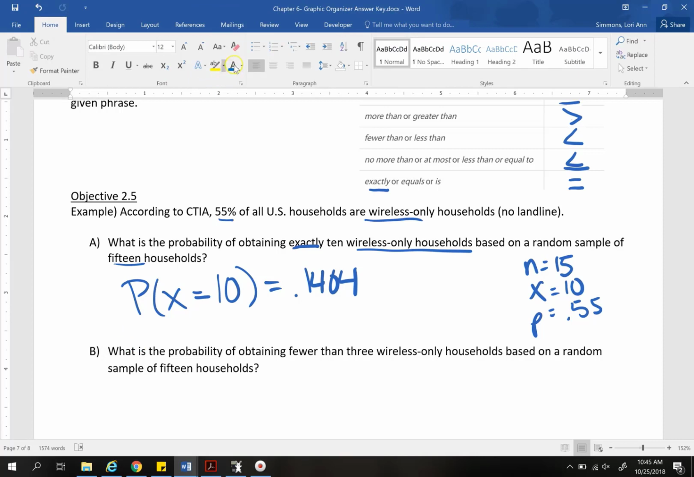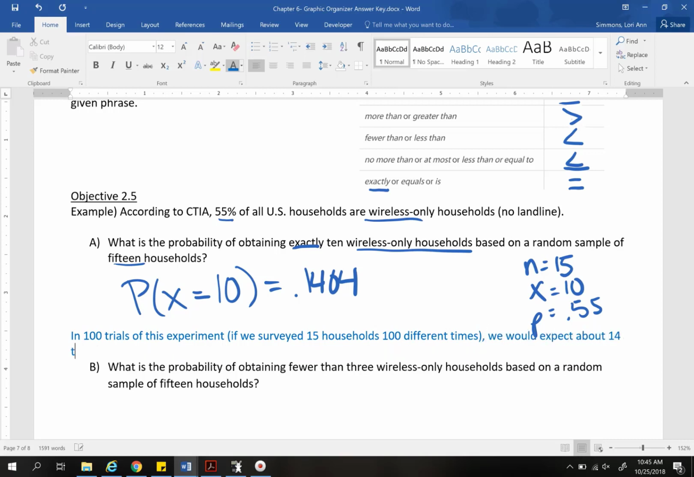So what that means, in 100 trials of this experiment, if we surveyed 15 households 100 different times, we would expect about 14 trials to result in 10 households that are wireless only.